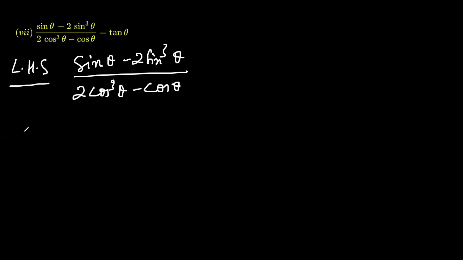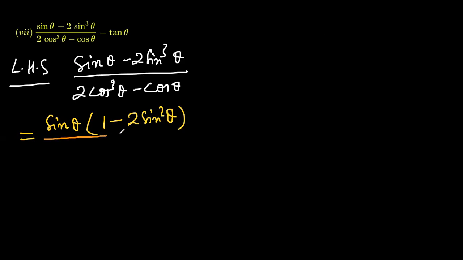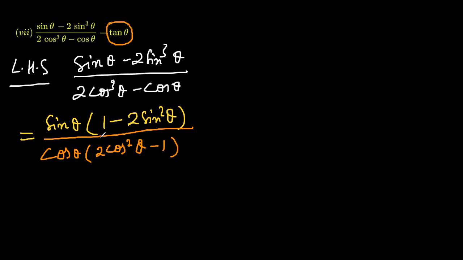We are going to take sine theta common from the numerator. So sine theta common, 1 minus 2 sine square theta. From the denominator, we are going to take cos theta common, and then we have 2 cos square theta minus 1. Now, since we have to get tan theta, that means these two should get cancelled. For that, we can change either sine theta into cos theta or cos theta into sine theta.